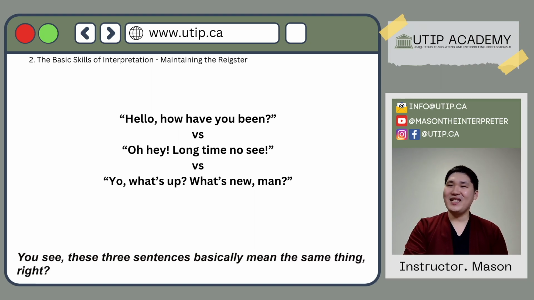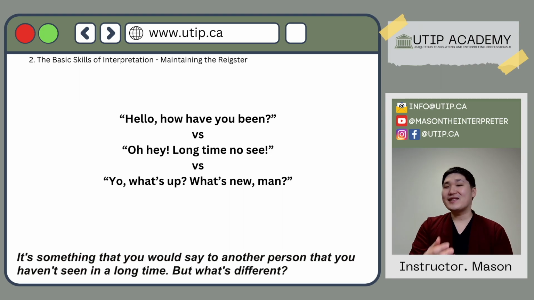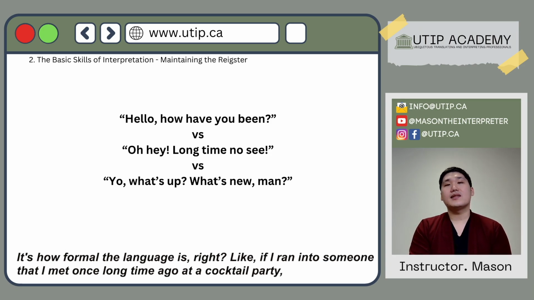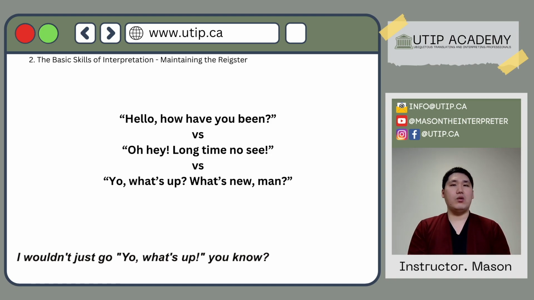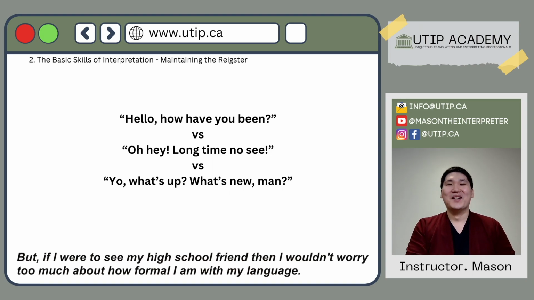You see, these three sentences basically mean the same thing, right? It's something that you would say to another person that you haven't seen in a long time. But what's different? It is how formal the language is, right? Like if I ran into someone that I met once long time ago at a cocktail party, I wouldn't just go, yo, what's up? But if I were to see my high school friend, then I wouldn't worry too much about how formal I am with my language.